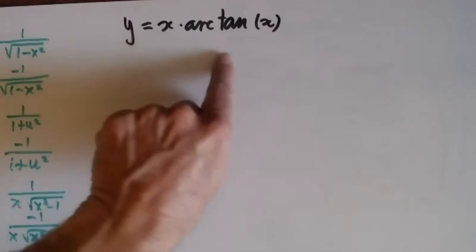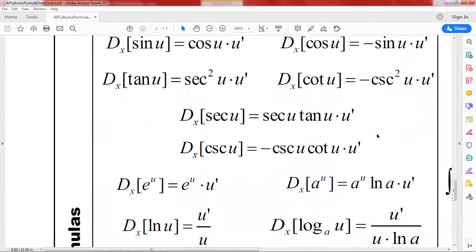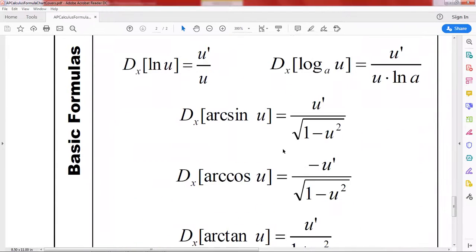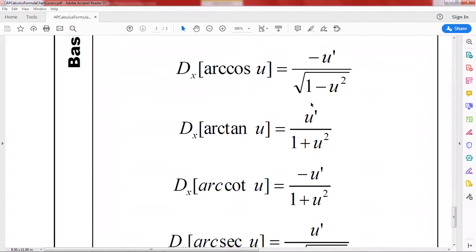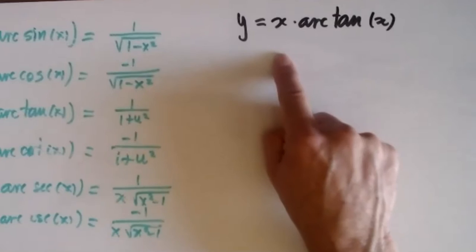So this is the product of two functions. So I have to use the formula for the product. So remember your formulas here. This is the formula right here. Here is the formula for the product. The derivative of the product is the first function times the derivative of the second one plus the second one times the derivative of the first one. So this is what I'm going to do. And also, because I have an arctangent, I'm going to use this formula right here.